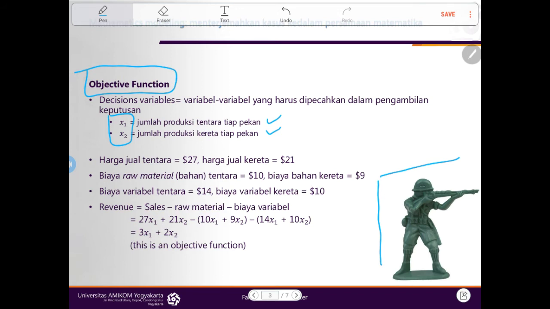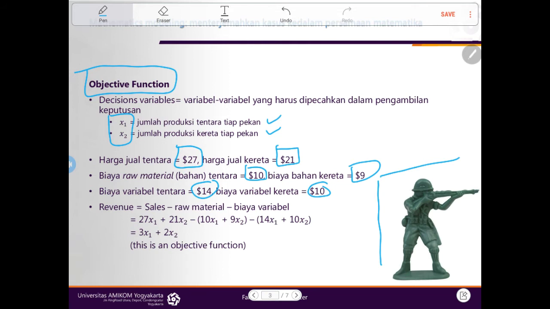And then this is the selling price of soldiers, much more expensive than the train. And this is the raw material of the train, and this is the raw material of soldiers. And the variable cost of soldiers is 14, and the variable cost of the train is 10.